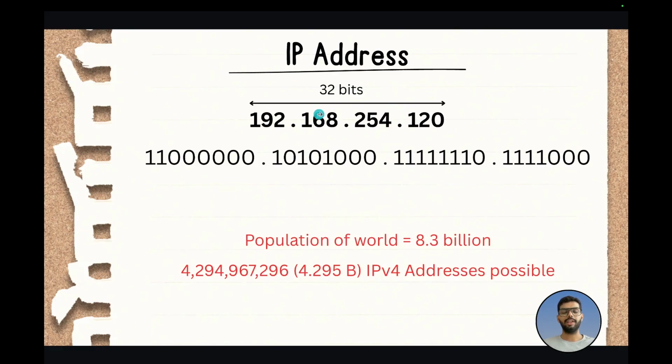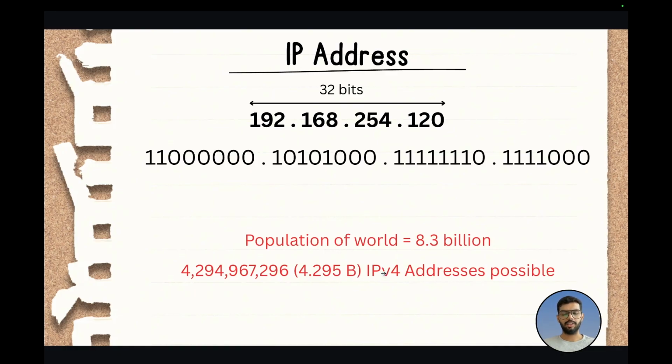Now if you ignore all the reserved IPv4 addresses and stuff like that, you have 32 bits in an IP address, and each bit can be 0 or 1, so that means 2 raised to 32 unique addresses are possible. That comes to around 4.295 billion IPv4 addresses.